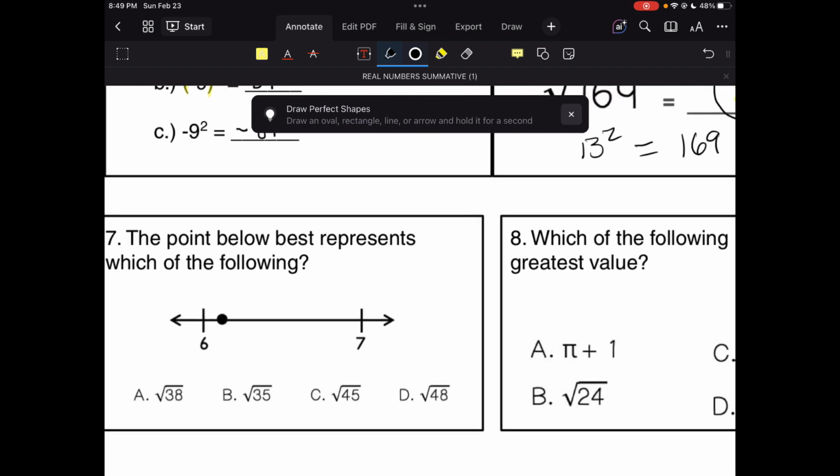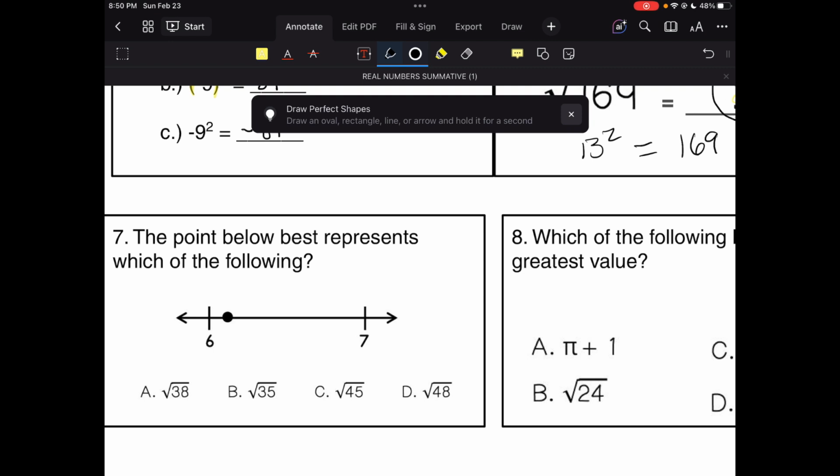Alrighty. So here it says the point below represents which of the following. So we have something that's just slightly higher than 6 here. So you can look at your square roots: 6 squared would be 36, so the square root of 36 is 6. 7 squared is 49. So the square root of 49 would be represented here on the number line.